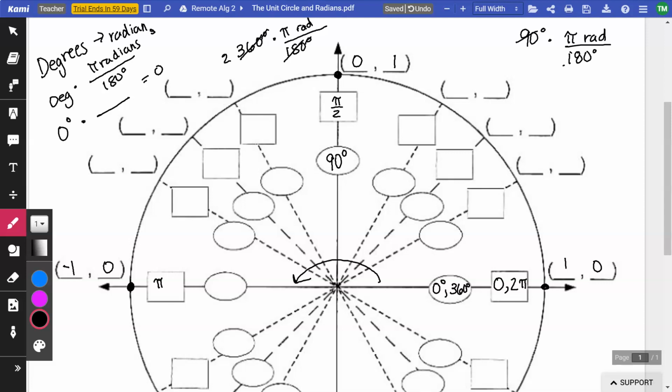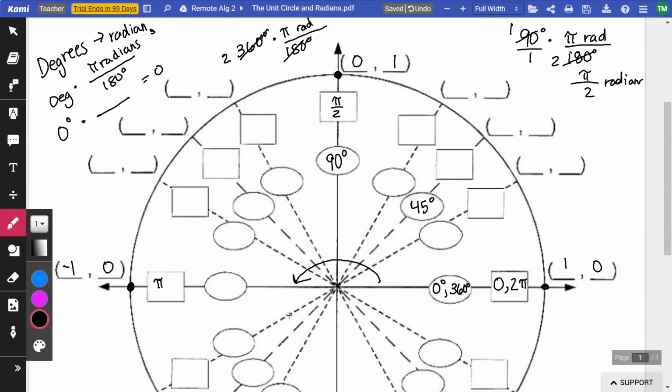90 goes into 180 twice, that becomes 1. 1 times pi is pi. 2 times this would be technically over 1, so 1 times 2 would be 2. Pi over 2 radians. Yeah, which is what we figured out. If this is all pi, this would have to be half pi. Okay. So then halfway between 0 degrees and 90 degrees is 45 degrees.